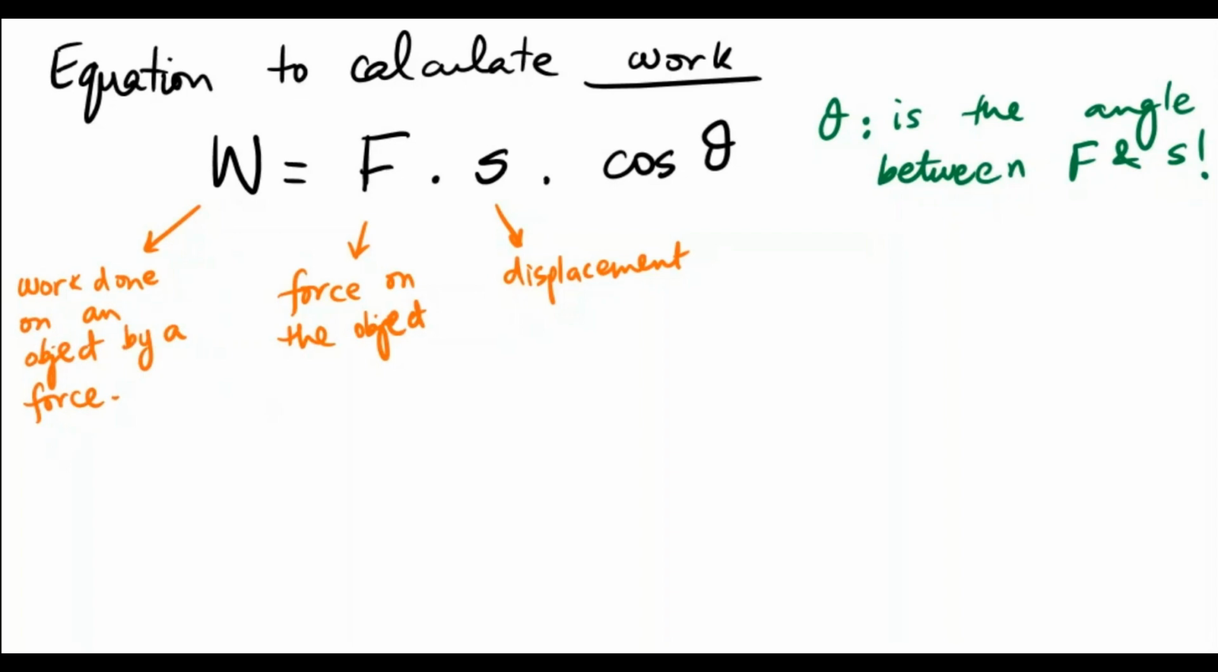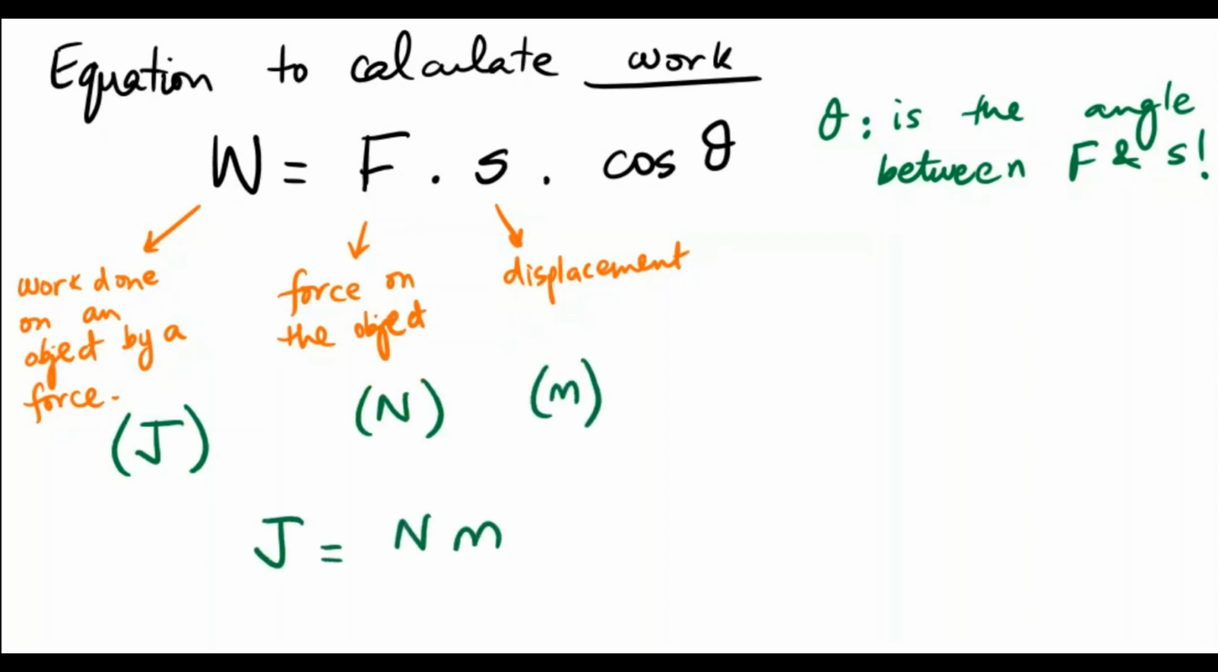Now if we write down the units for each of these quantities, work is always going to be measured in joules, and force is measured in newtons, displacement in meters. Now we get another unit for joules, which is a product of newtons and meters. Now let's do some examples to help us understand the work done in physics.